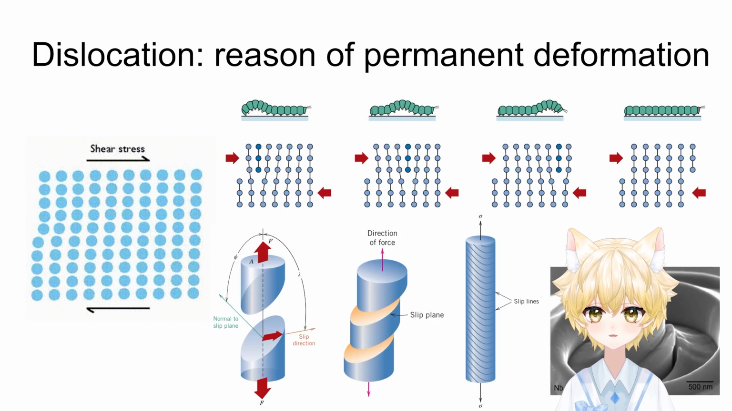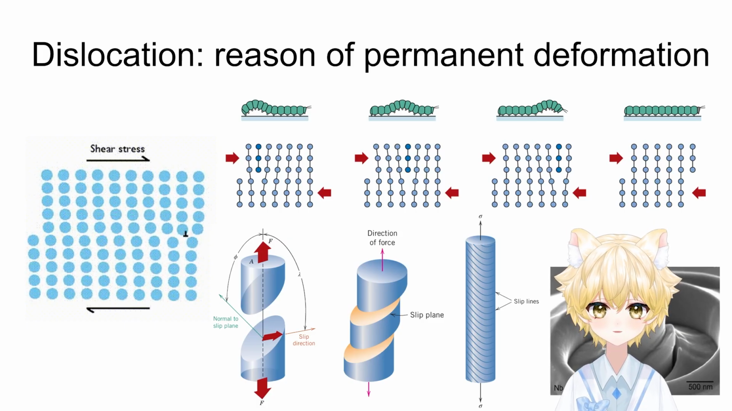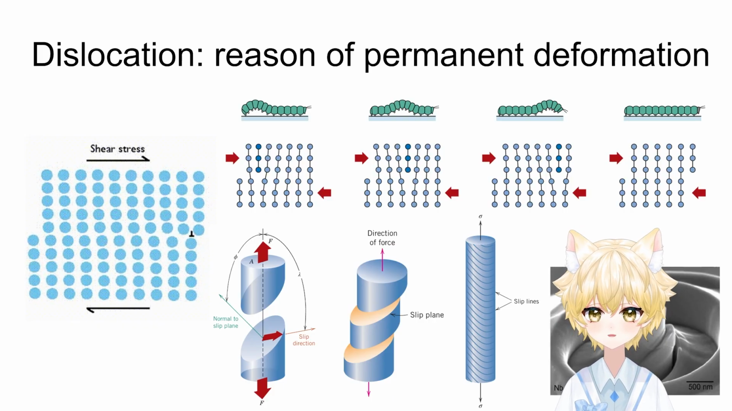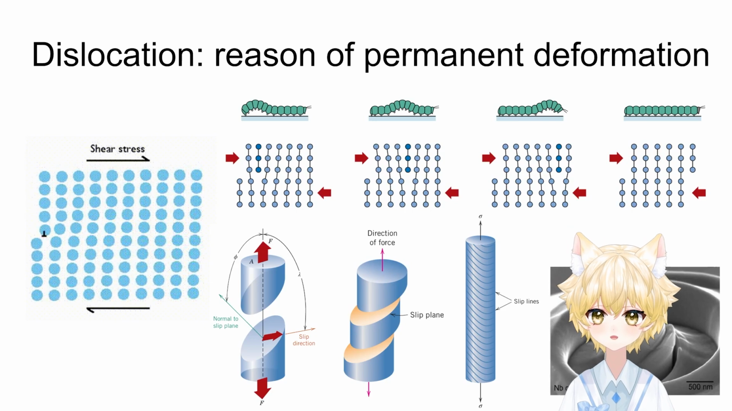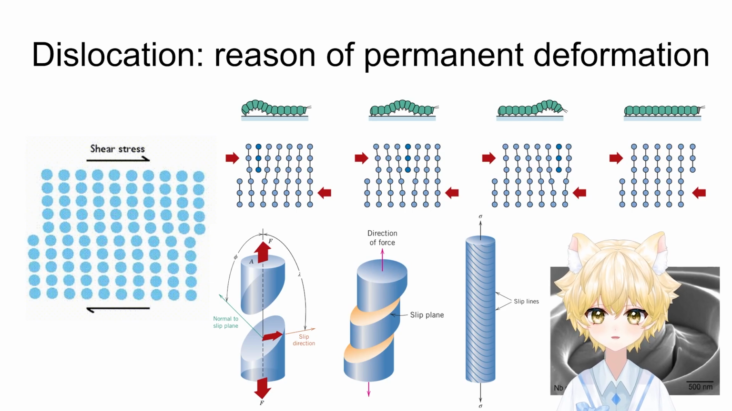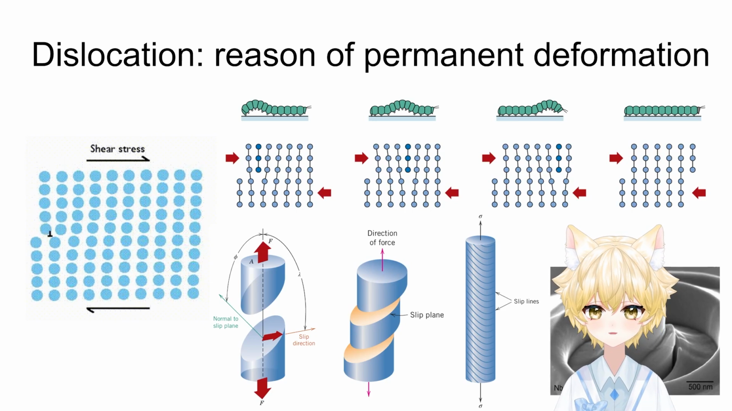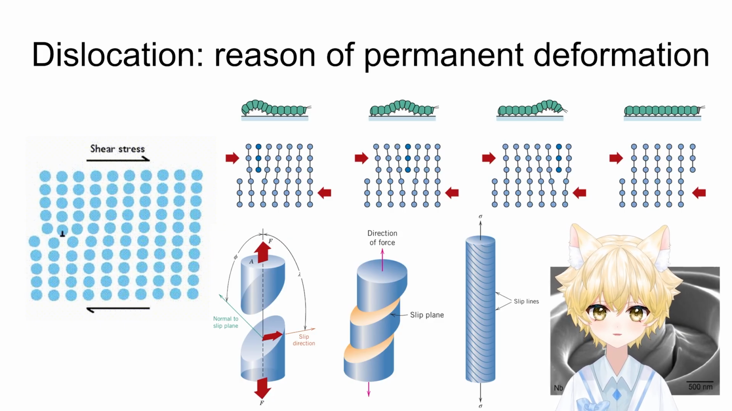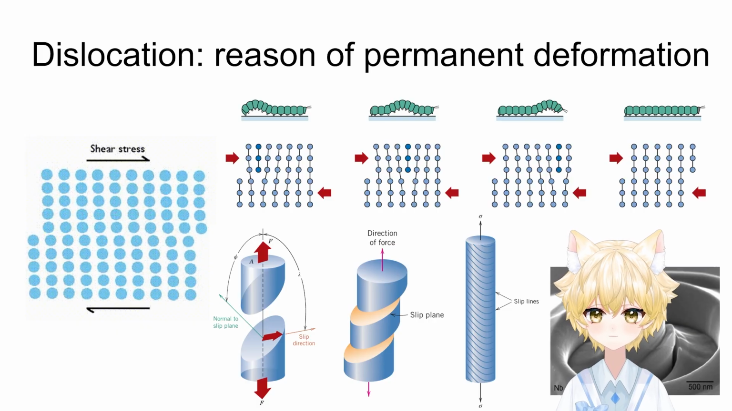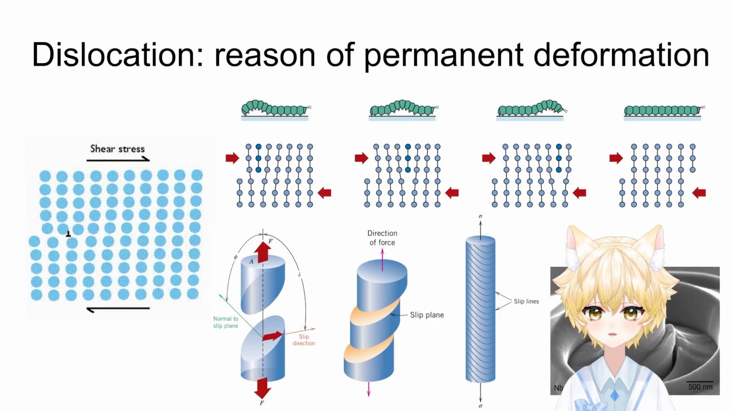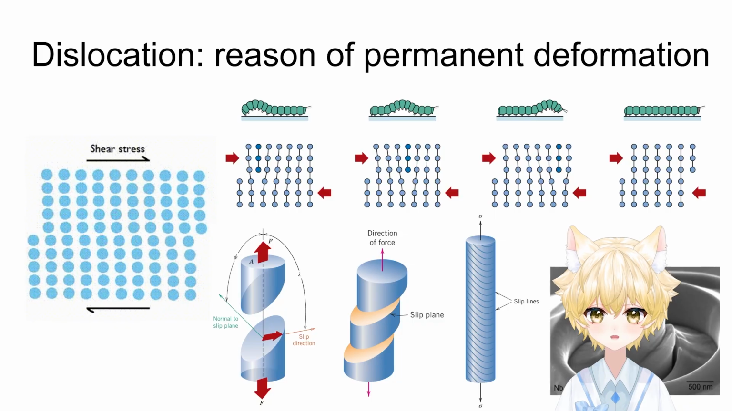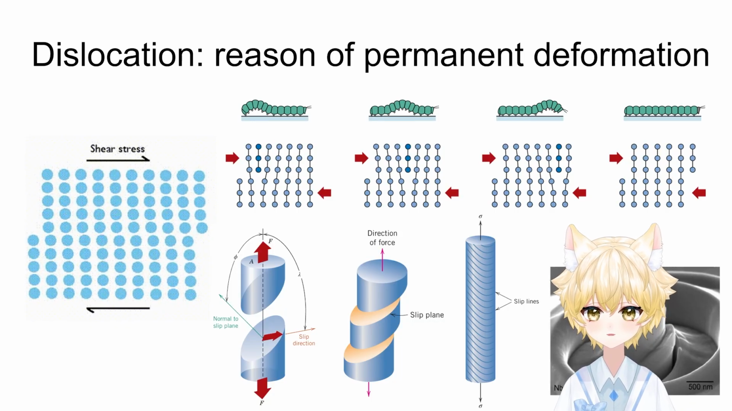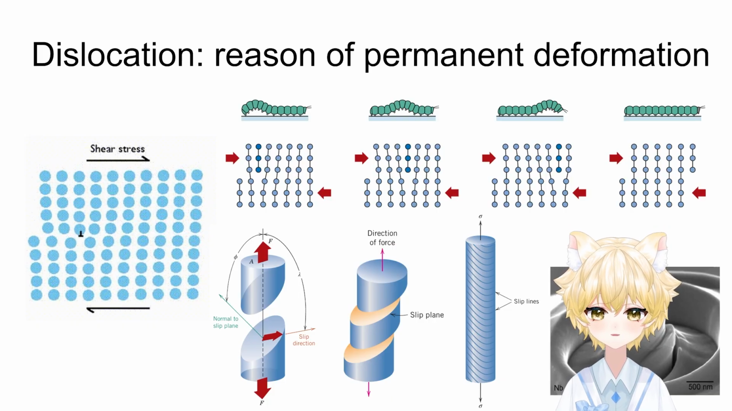Now the question is, why does permanent deformation happen? The answer is dislocations. Let's look at the picture on this slide. A dislocation is a line defect in the crystal structure. It represents a region where the atomic arrangement is not perfect. When a shear stress is applied, the crystal doesn't deform by moving an entire atomic plane at once. It could require a very large stress. Instead, deformation happens by the motion of dislocations.